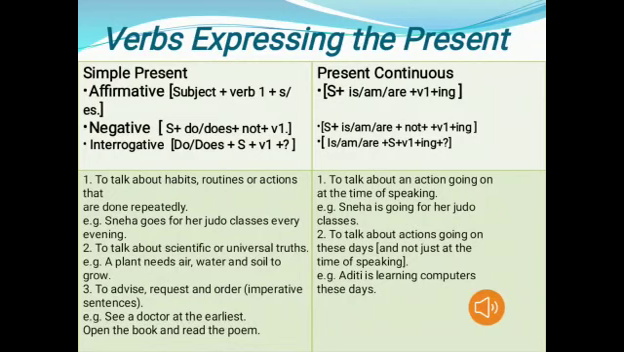And here we can give one example. Sneha is going for her judo classes, means at the time of speaking we are talking about Sneha and Sneha is going for judo classes.